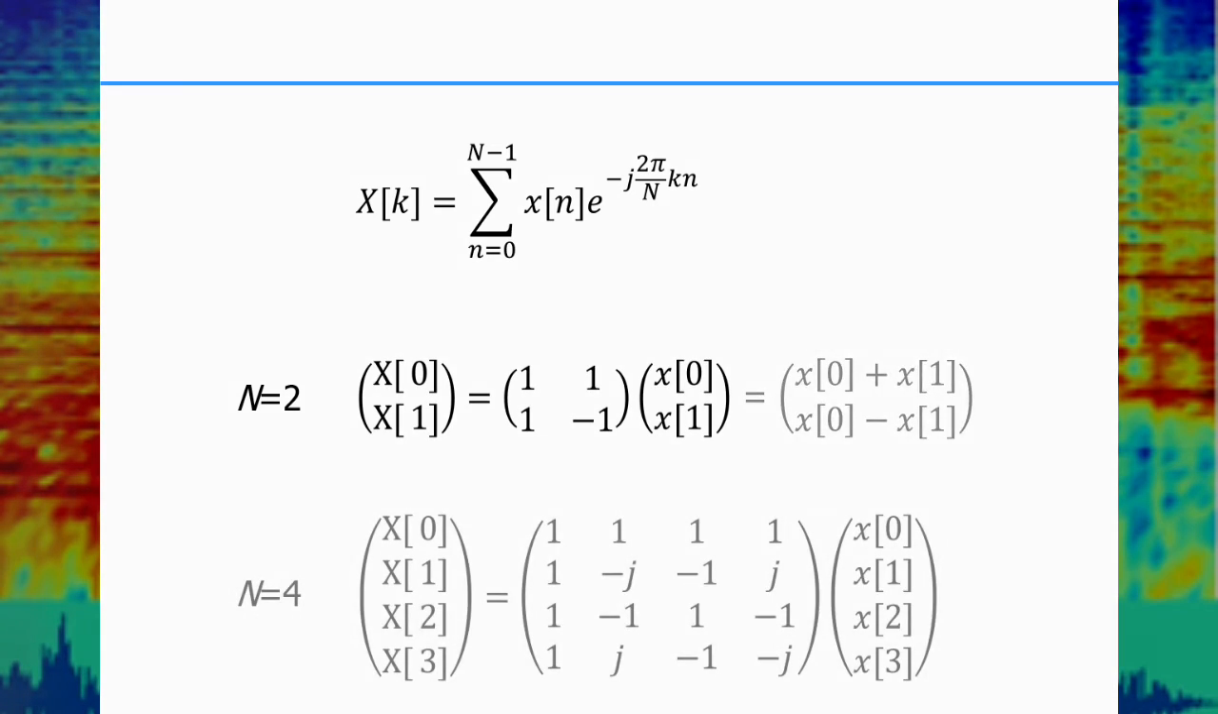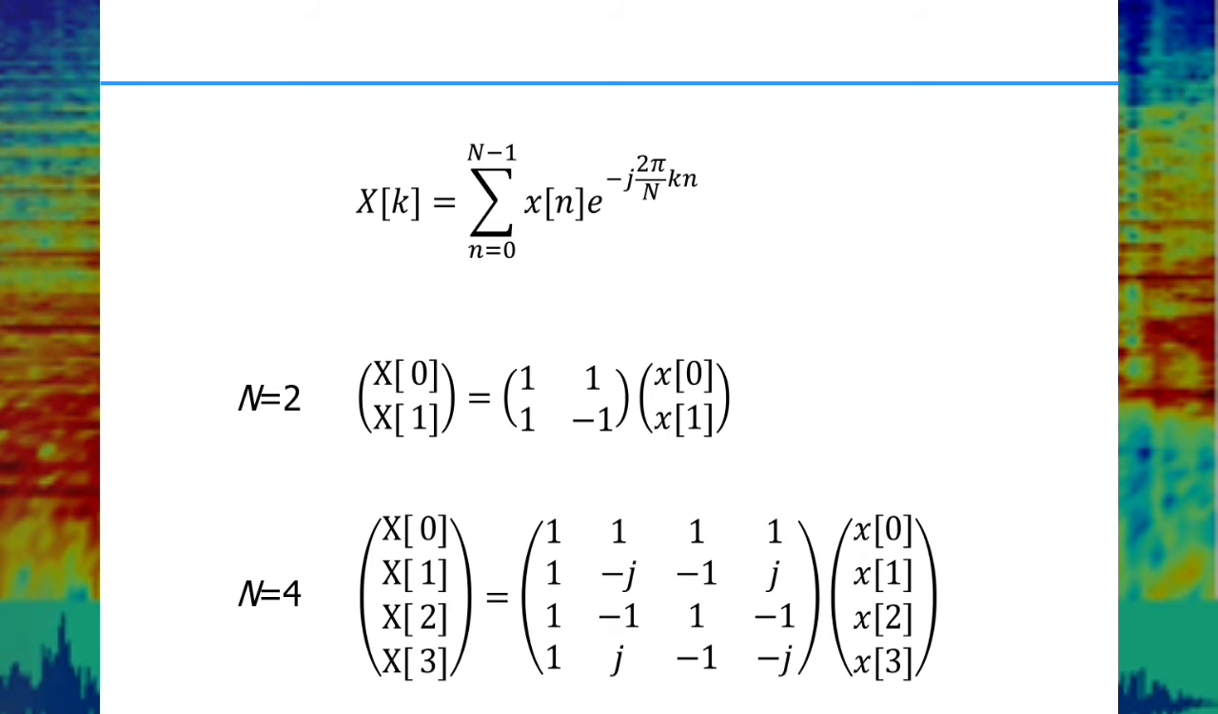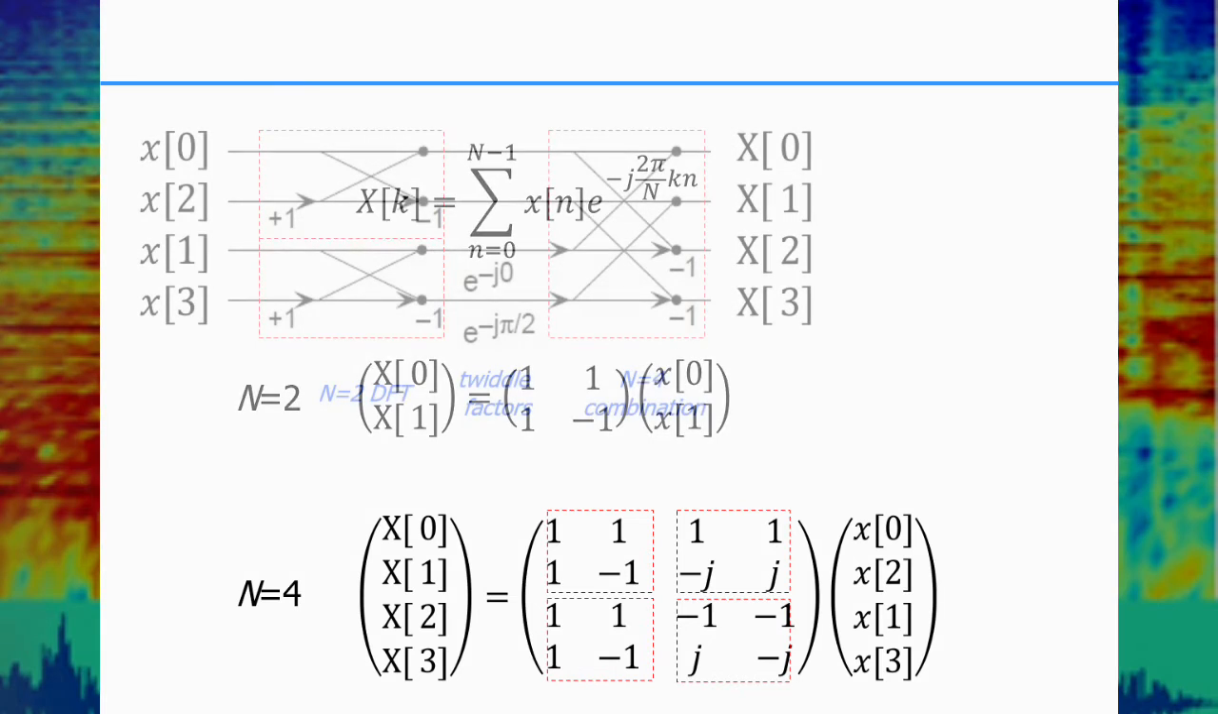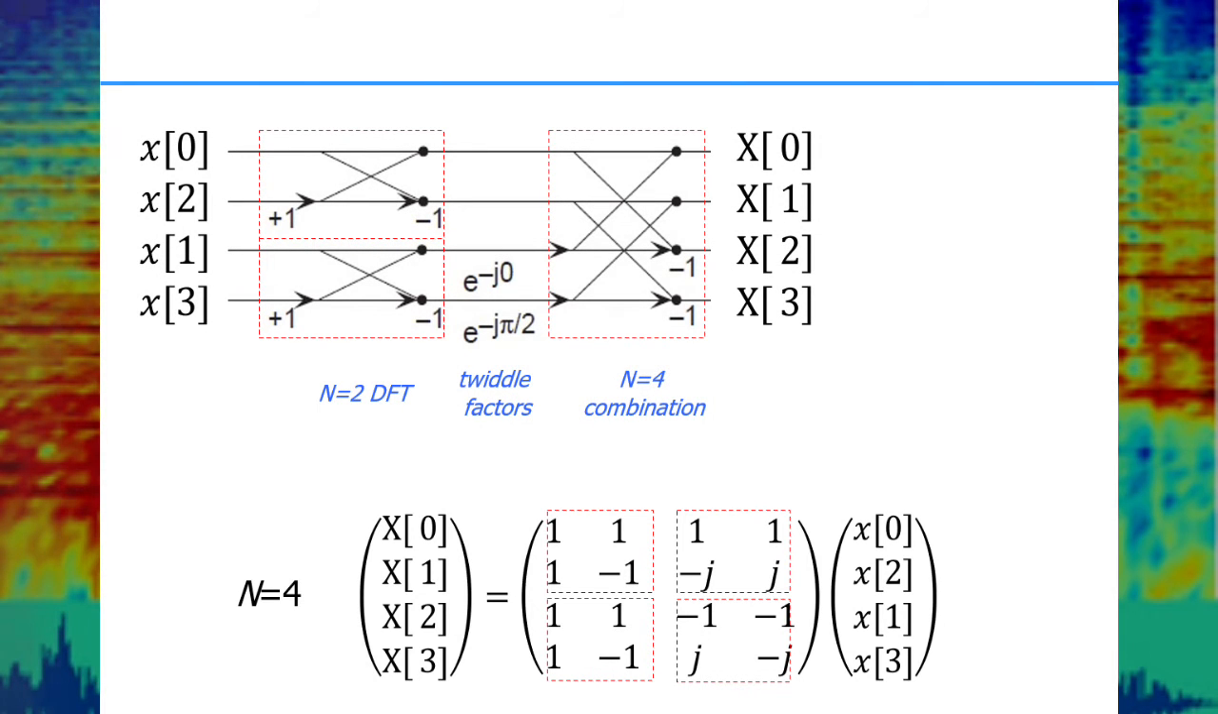For N is 4, we obtain this matrix, which can also be written like this if we interchange the positions of x1 and x2. Now in this 4x4 matrix you can easily recognize 4 submatrices, each of which is a variation on the 2x2 matrix for N is 2. In fact, this matrix structure can be exploited in a signal processing flow diagram. You see two 2x2 DFTs and one combination stage with appropriate multiplication factors, also called twiddle factors.